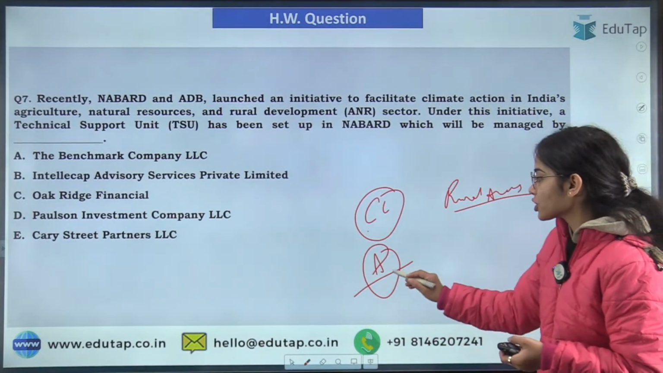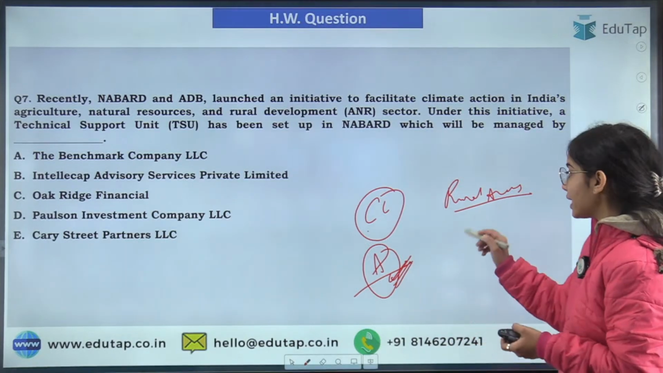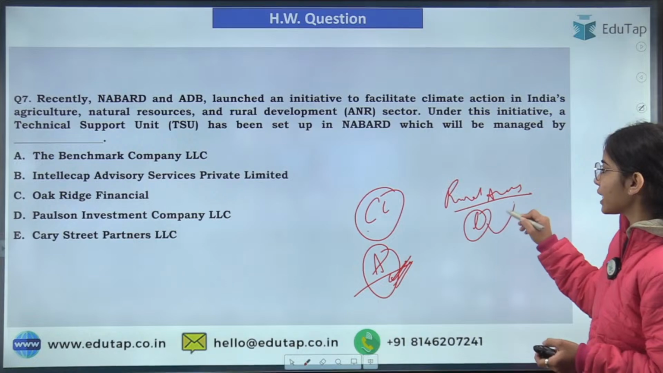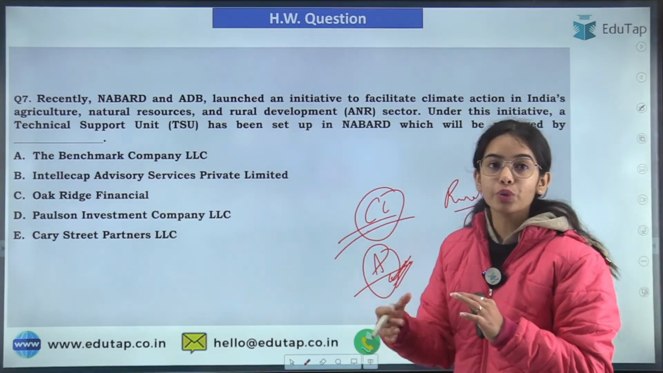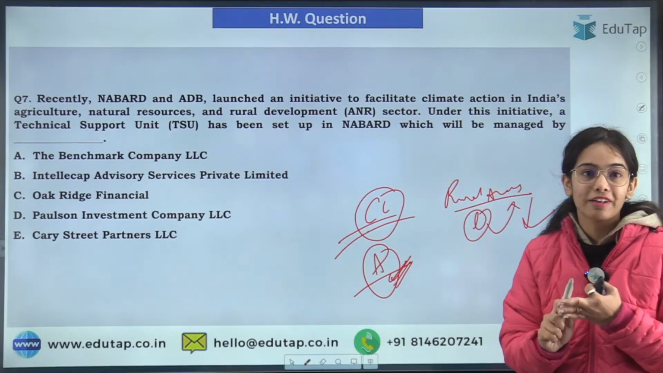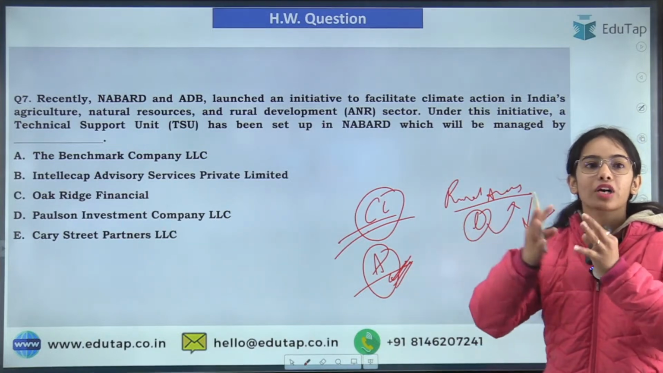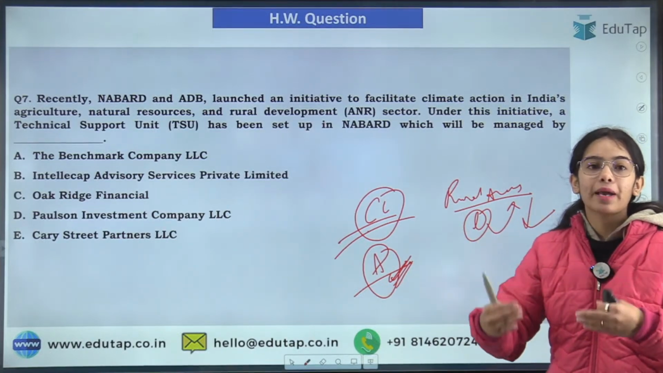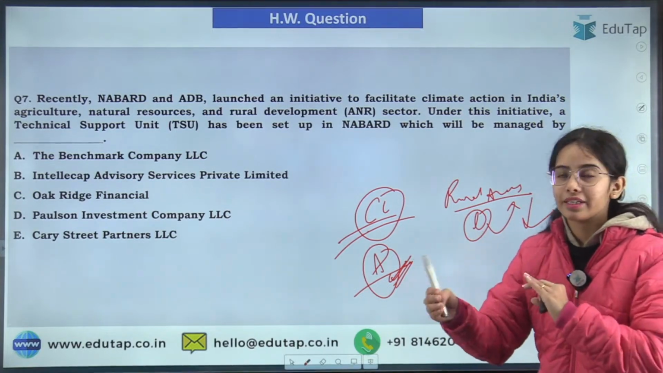If the agriculture sector is suffering and productivity is reducing, then the livelihood in rural areas is also reducing. So there are many problems coming due to climate change in agriculture, natural resources and rural development, and that's why ADB, the Asian Development Bank, and NABARD have come together to facilitate climate action in India's agriculture, rural development and natural resources.